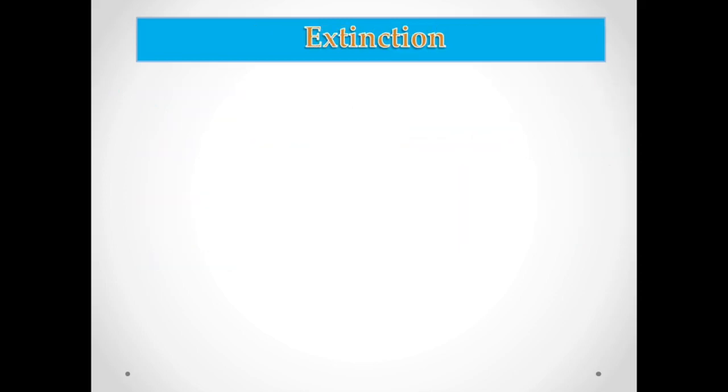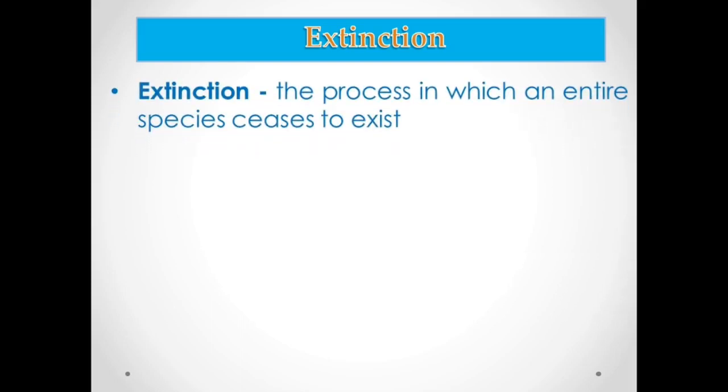Okay. So the last topic for this chapter is about extinction. All species eventually become extinct. So another factor affecting the number and types of species on Earth is what we call extinction. Extinction is the process in which an entire species ceases to exist. Okay, this is also referred to as biological extinction.